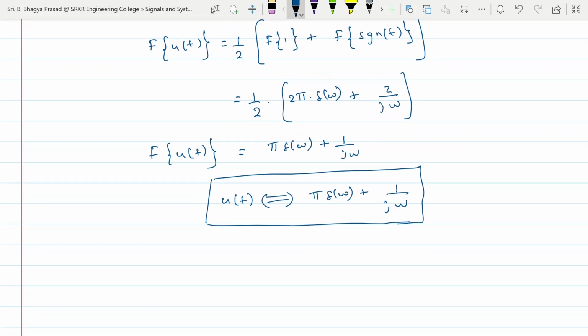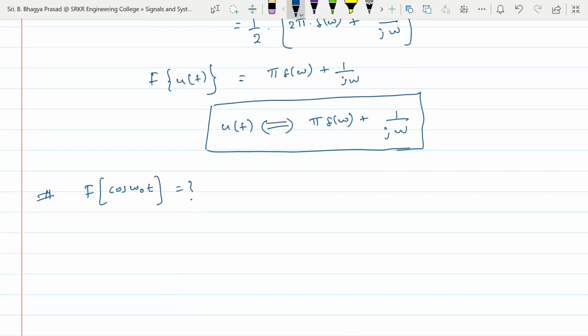Let us see another problem: the Fourier transform of cos omega naught t. How to solve it? Cos omega naught t can be represented as exponentials, right? Cos omega naught t is e power j omega naught t plus e power minus j omega naught t, divided by 2.